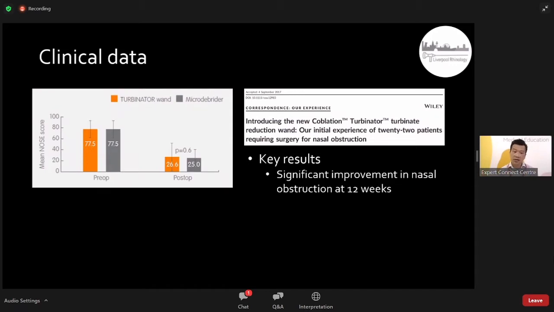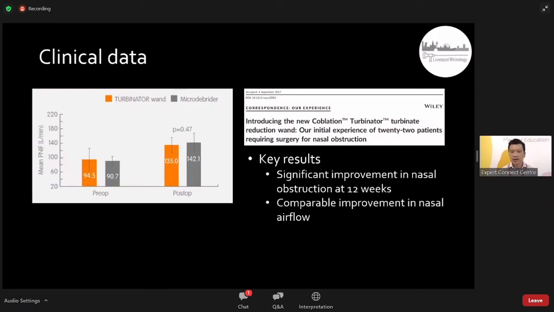symptomatic improvement. And you can see preoperatively, the orange bar is the turbinator, the dark gray bar is the microdebrider. And the preoperative group are very similar in terms of how severe the nasal obstruction was. And postoperatively, 12 weeks later, you can see the comparable outcomes there, and also very significant improvement at 12 weeks. They also looked at nasal airflow. And you can see preoperatively, both cohorts were very similar in having poor nasal airflow. And you can see at 12 weeks, significant improvement in airflow that's been established. And you can also see how comparable the turbinator is to the microdebrider technique.